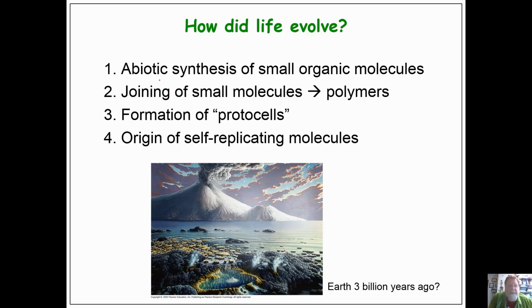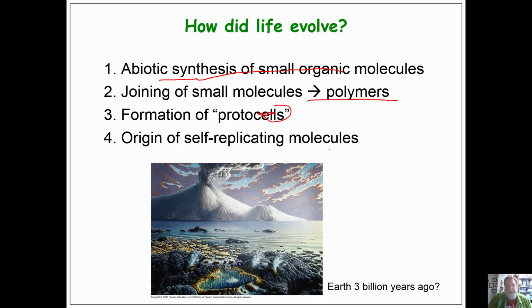Basically, we had to have abiotic synthesis of small organic molecules. And again, this has been shown to take place. Those organic monomers had to come together and form what we call polymers. We then had to produce what are called protocells, these first beginning cells. And then we see the origin of self-replicating molecules.